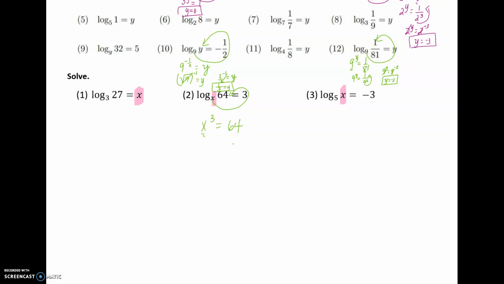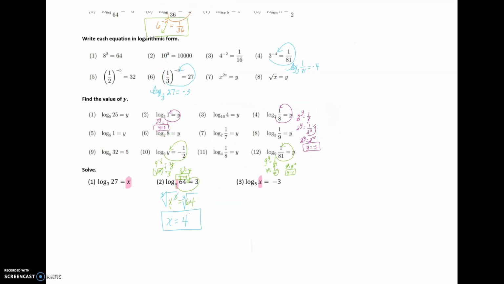Well, how do I get x by itself when it's cubed? I undo something that is cubed by taking the cube root. When I take the cube root of something cubed, I have x. Is 64 a perfect cube? If you need to, look at your perfect cube chart or, if you have your graphing calculator, put in the cube root of 64 and see if it comes out as a perfect cube. And it should. You should get 4 because 4 times 4 is 16 times 4 is 64.